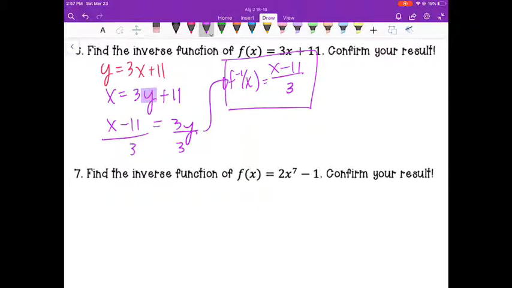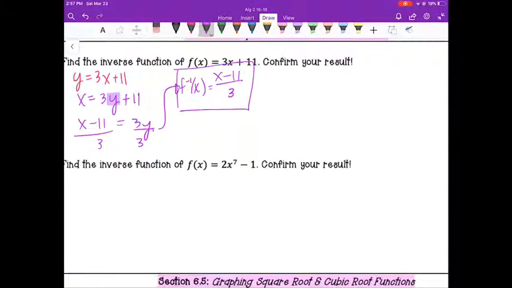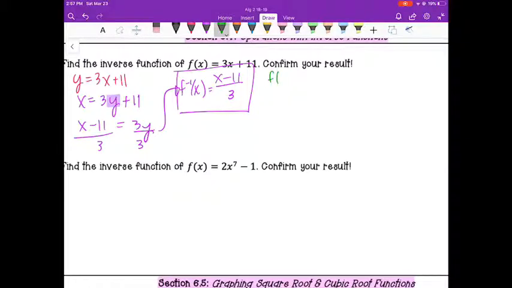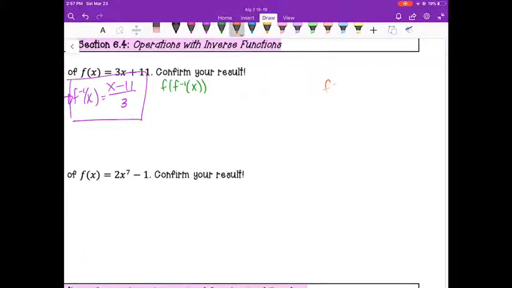Now, if I want to confirm my result, totally different process. What we have to do is test f of g of x, or in our case, f of f inverse of x, and we're going to test f inverse of f of x, okay? And for this problem, I will work it out. For the next problem, know that I won't work it out, but I'll still end up getting the right answer. If I ever give the instructions of confirm your result or show that these are inverses, make sure that you show me all of the steps.